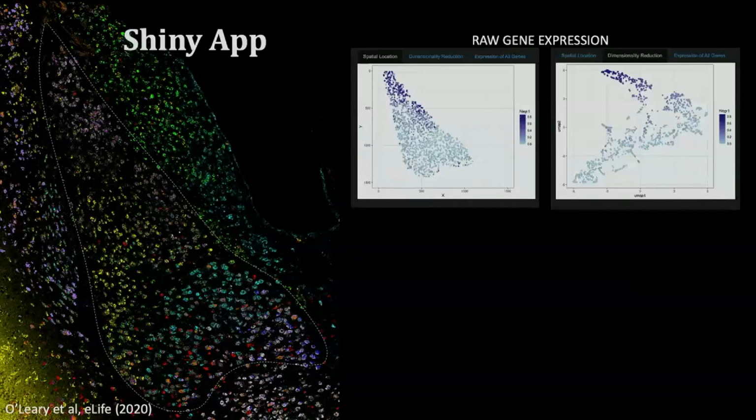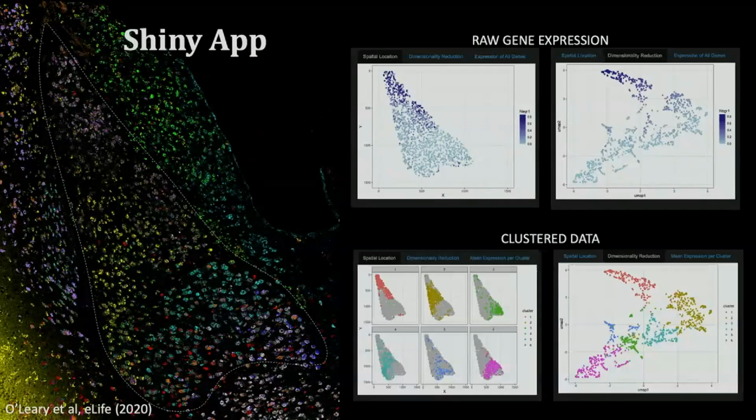So here, using data from our recently published eLife paper in the basolateral amygdala, this is the overlay image that comes out from the Fiji app. And then using the gene expression matrices, we can upload them into the Shiny app, look at raw gene expression, both the spatial location as well as in these dimensionally reduced embeddings, as well as hierarchical clustering, where you can simply take a slider, select the number of clusters you would like, look at them again in space, as well as dimensionally reduced embedding.